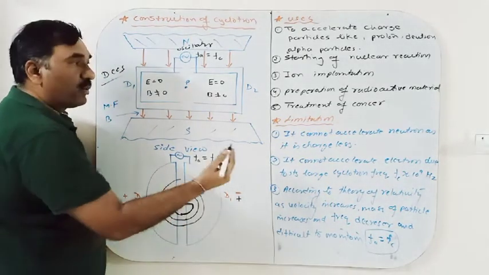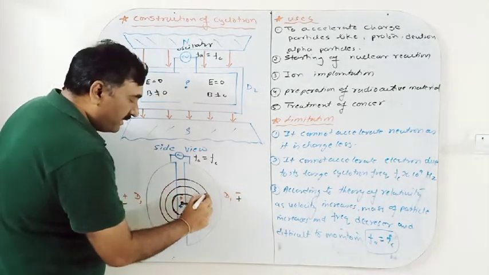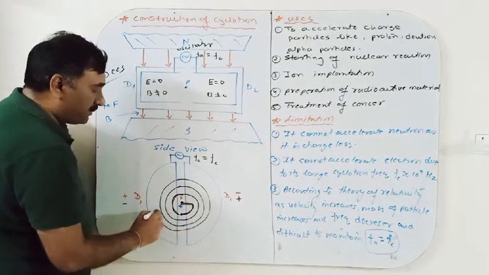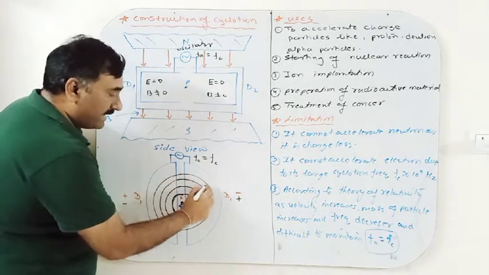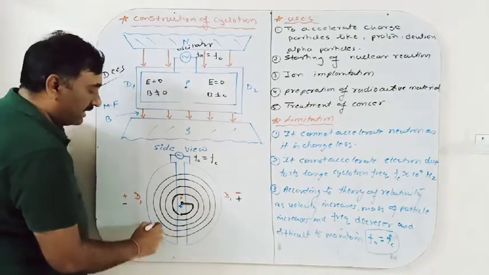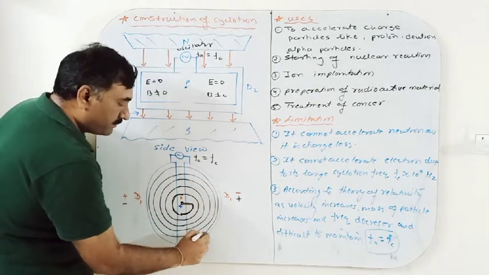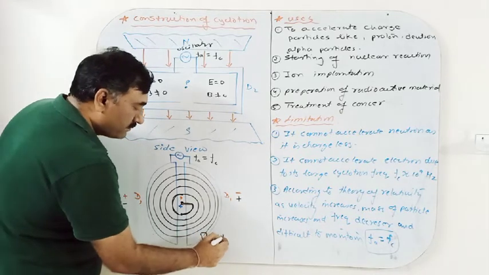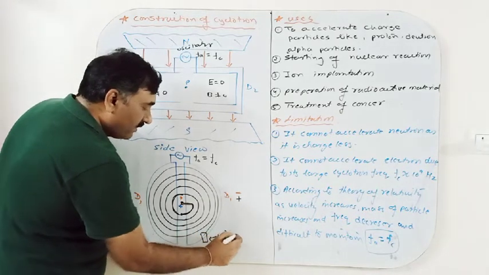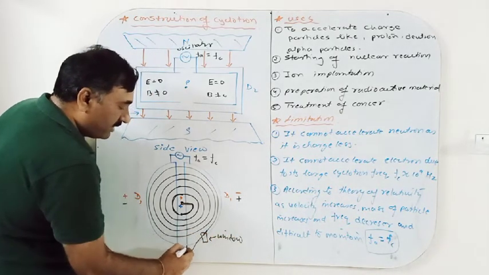Radius increases, so momentum increases. Momentum increases, so the kinetic energy of the charged particle also increases. When its radius is sufficiently large, it is taken out from the window and this charged particle is incident on a target.